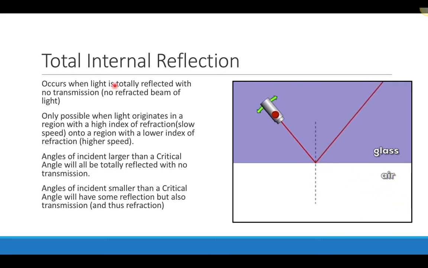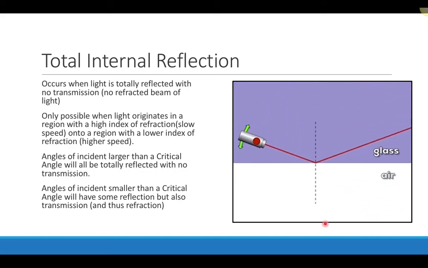This total internal reflection is only possible when light originates in a region with a high index of refraction, where it's traveling slow, and it tries to enter a region with a lower index of refraction, where it's traveling at a higher speed. Any angle of incidence that's larger than the critical angle will be totally reflected with no transmission, and that's what's occurring here in this picture.